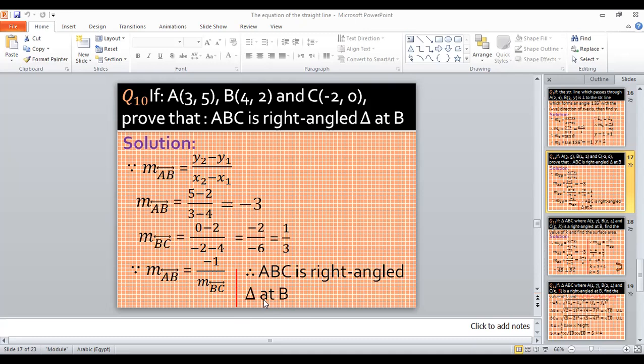To prove the triangle has a right angle, we can prove that AB is perpendicular to BC. How can I prove that AB is perpendicular to BC? By using the slope. Prove that the slope of AB times the slope of BC equals negative 1.